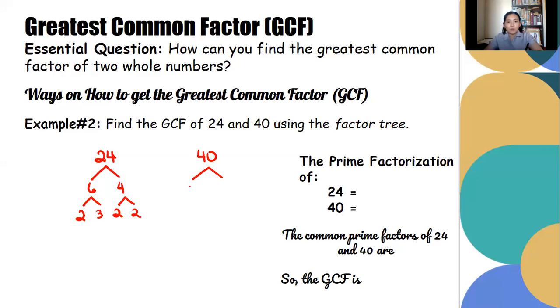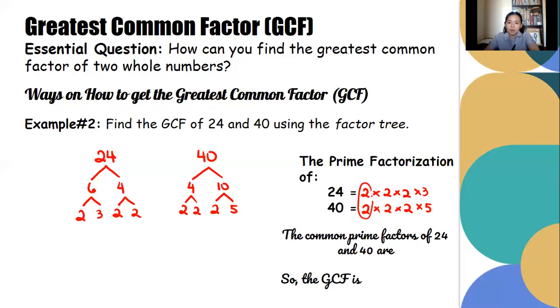I'll go on now with 40. So 4 times 10 is 40. 10 is the same as 2 times 5. Then 4 as 2 times 2. Listing down the prime factors of 24, that will be 2 times 2 times 2 times 3. While for 40, I have 2 times 2 times 2 times 5.